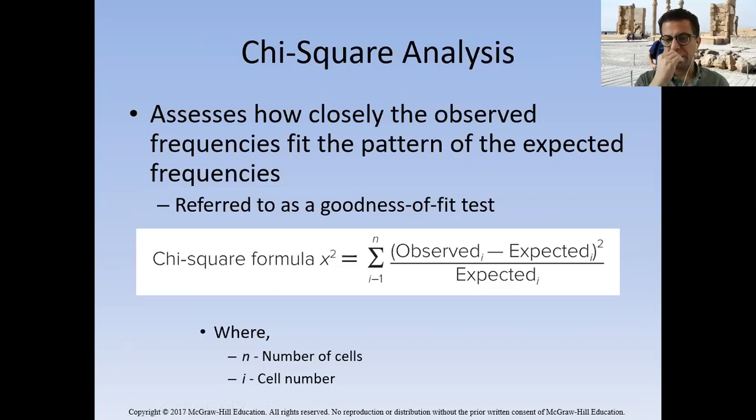So for the chi-square, what you do is you look at the observed case minus the expected case, squared, just to take the negative part out, divided by the expected. And this is mostly used to assess how closely the observed frequencies fit the pattern of the expected frequencies.